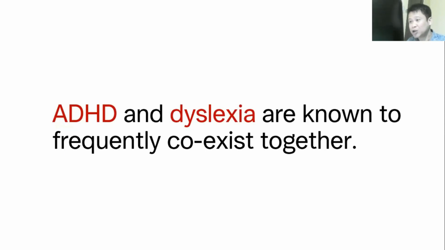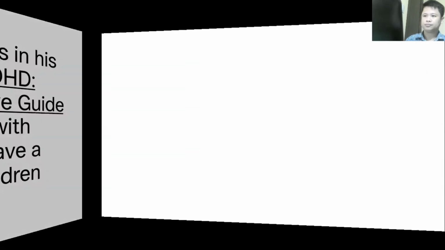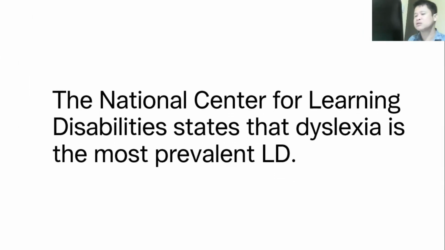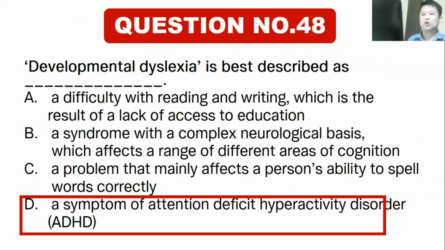ADHD and dyslexia are known to frequently coexist together. Dr. Russell Barkley explains in his book, Taking Charge of ADHD, The Complete Authoritative Guide for Parents, that children with ADHD are more likely to have a learning disability than children who do not have ADHD. The National Center for Learning Disabilities states that dyslexia is the most prevalent LD. So developmental dyslexia is best described as a symptom of attention deficit hyperactivity disorder.